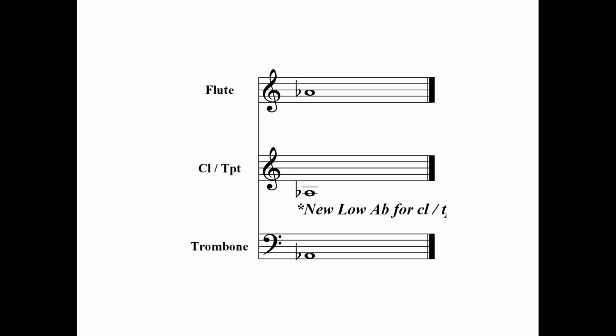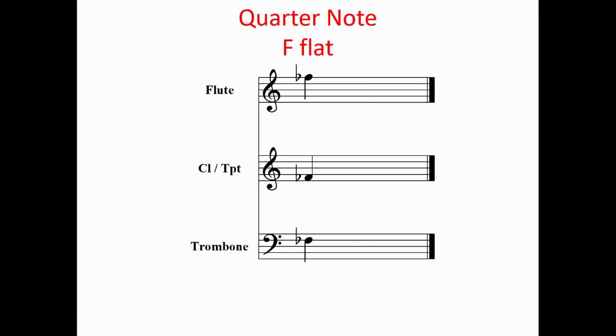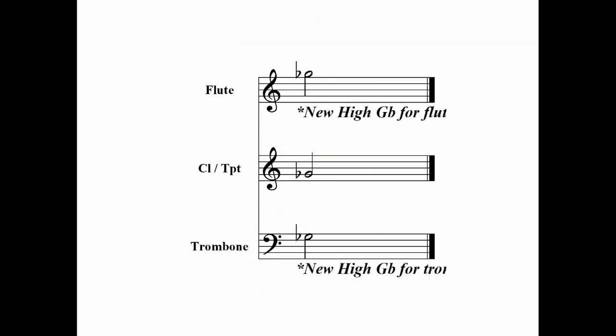Clarinet, trumpet, bells, it is telling you there it's your new low A flat. Everyone, whole note A flat. Next one. Quarter note F flat. Next. Half note G flat. Next.